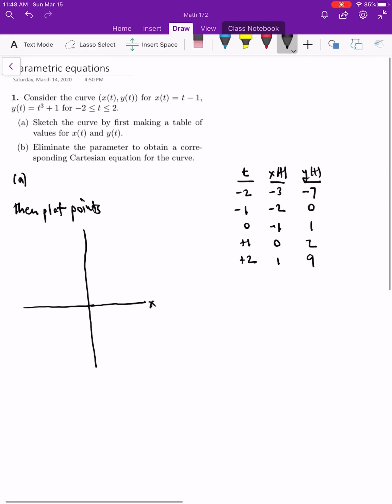I'll still have the x-axis and y-axis, and I'll plot the corresponding pairs: (-3, -7), (-2, 0), (-1, 1), (0, 2), and (1, 9). Okay, and I can go ahead and connect them up.